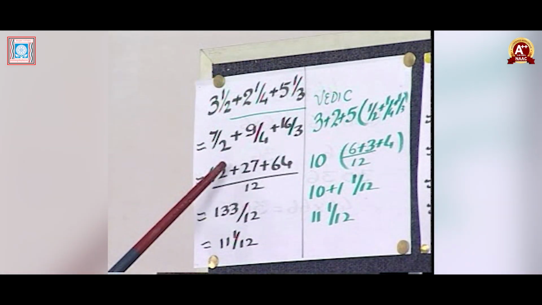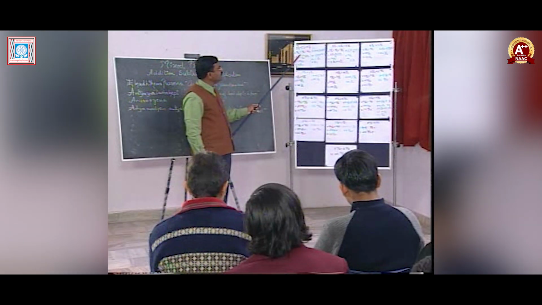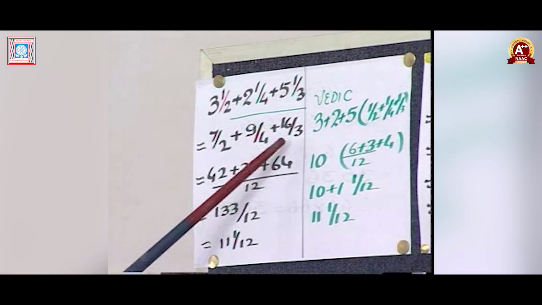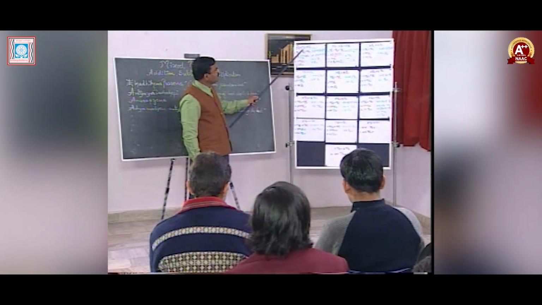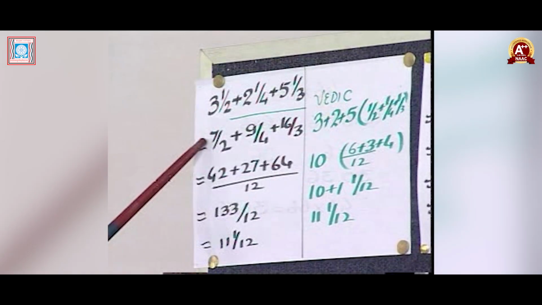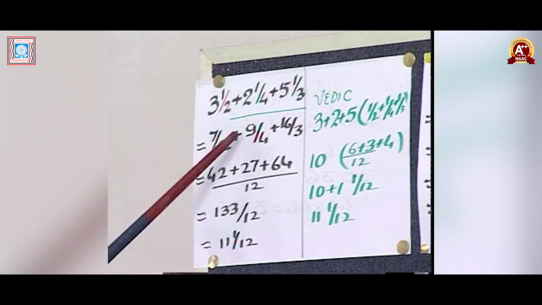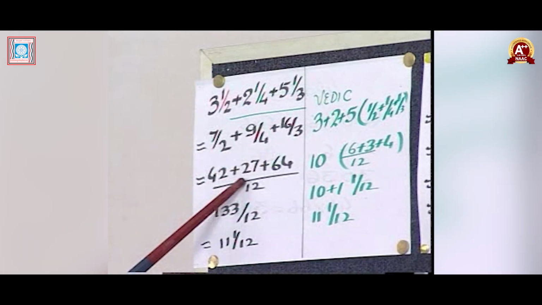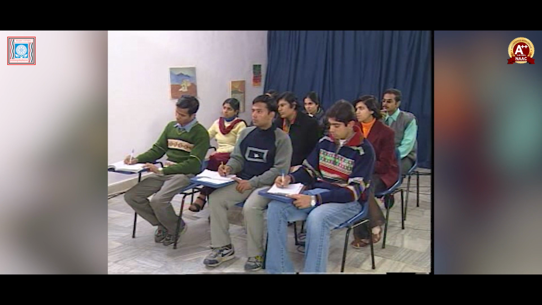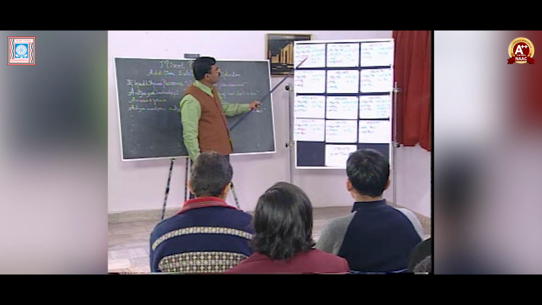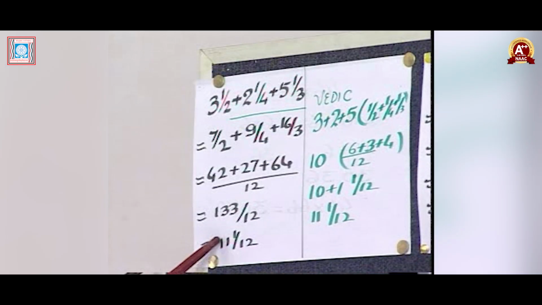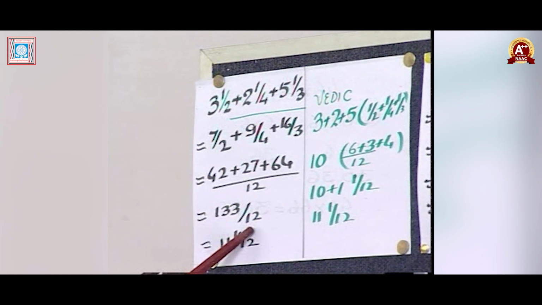After that we take the LCM of 2, 3, 4, that is 12. 2 sixes are 12, 4 threes are 12, 3 fours are 12: so 6 sevens are 42, 9 threes are 27, 16 fours are 64. We add again: 42, 27, 64, that becomes 133 divided by the LCM 12. It will give you 11 integer 1 by 12.